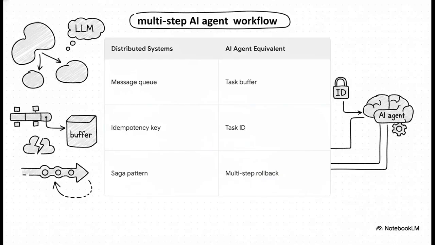Now, what's really interesting about this is how these exact same principles apply to the bleeding edge of tech, multi-step AI agent workflows. An AI agent making multiple LLM calls to achieve a goal? That is essentially just a distributed system in disguise. When you look at the mapping, a message queue is just a task buffer between agent steps. An idempotency key is just a deterministic task ID preventing duplicate LLM calls. And the Saga pattern and compensation actions, that's your multi-step workflow rollback when an LLM hallucination or an unexpected API failure breaks a step midway through. If you're building complex AI agents without applying these core distributed systems concepts, you are, frankly, flying blind.